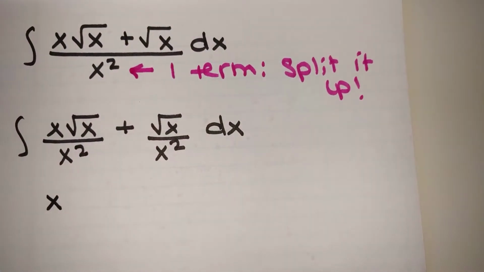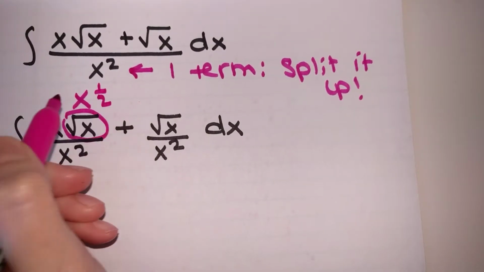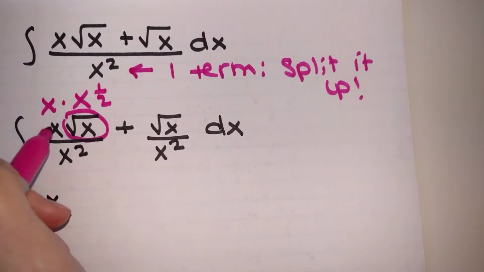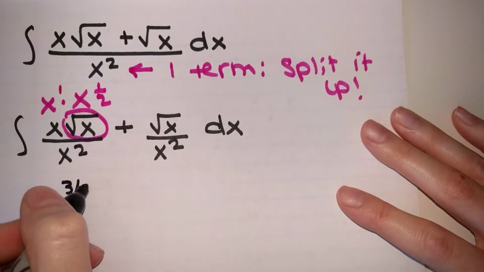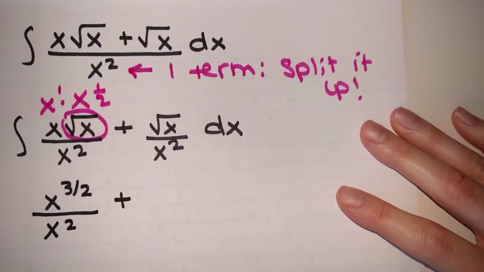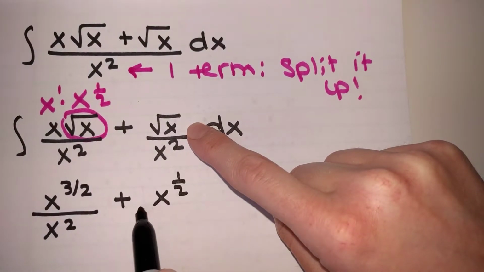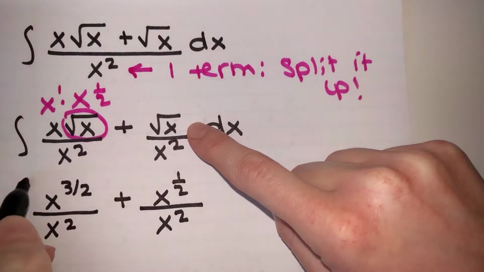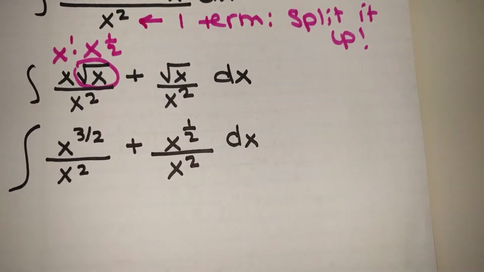So if I rewrite this square root of x as x to the 1/2 power, I'm going to have an x times an x to the 1/2. So that numerator is really going to leave us with x to the 3/2 over x squared. Plus, in the second term, if I rewrite the radical, I have x to the 1/2 over x squared. Now, by rewriting the radicals, we now have everything as x to a power.